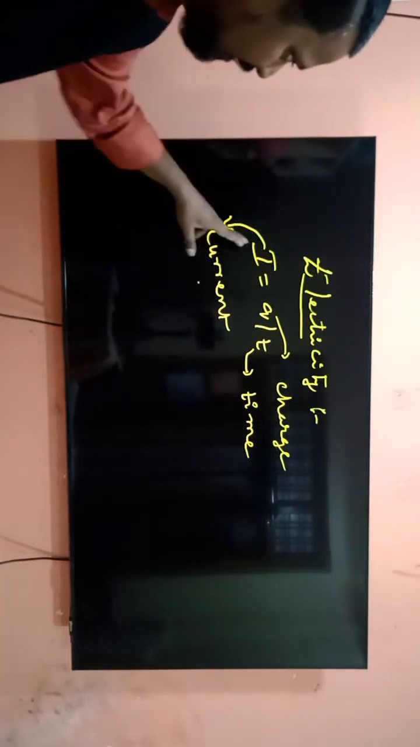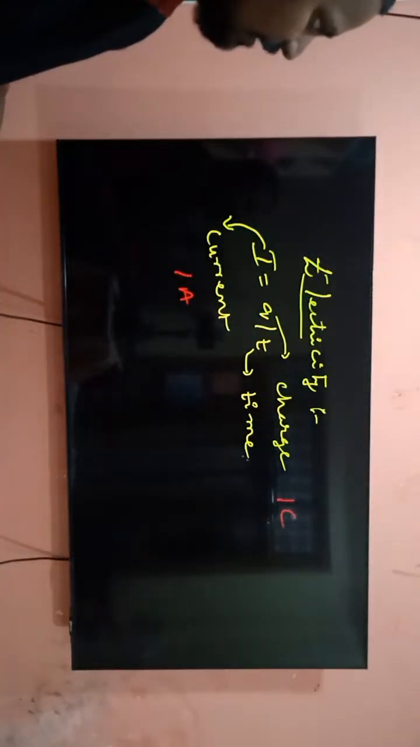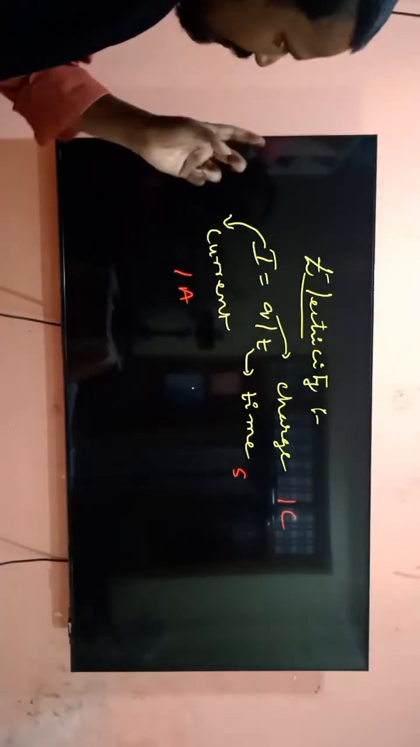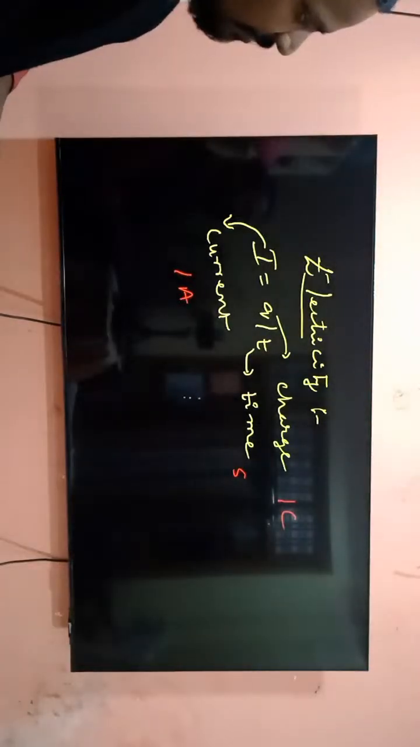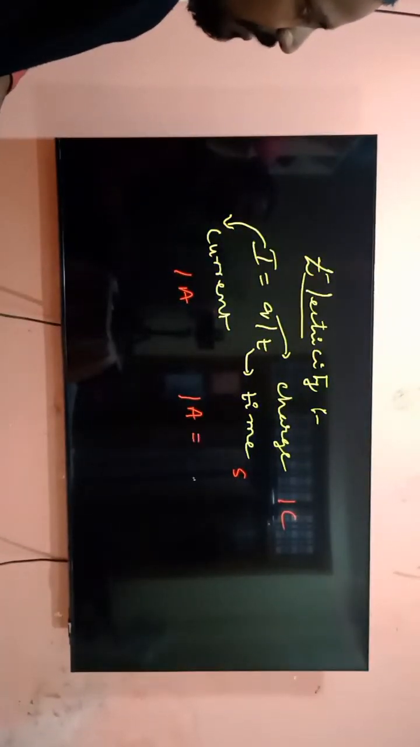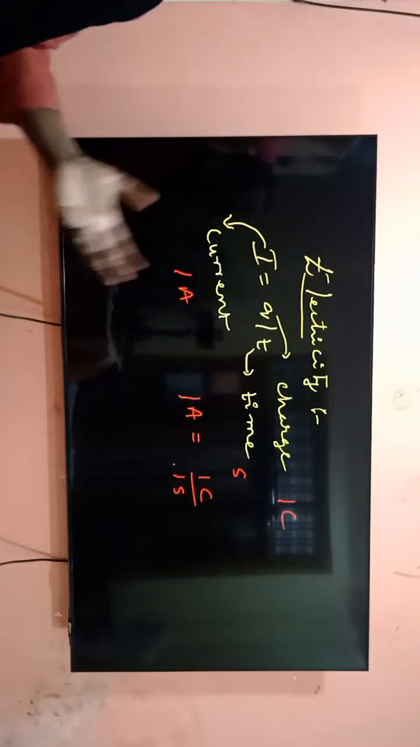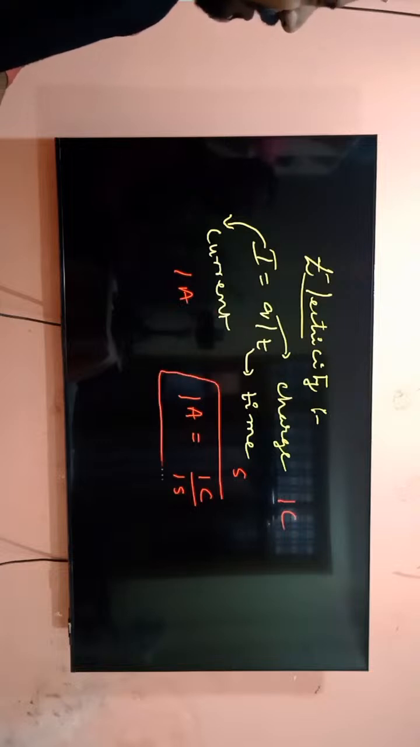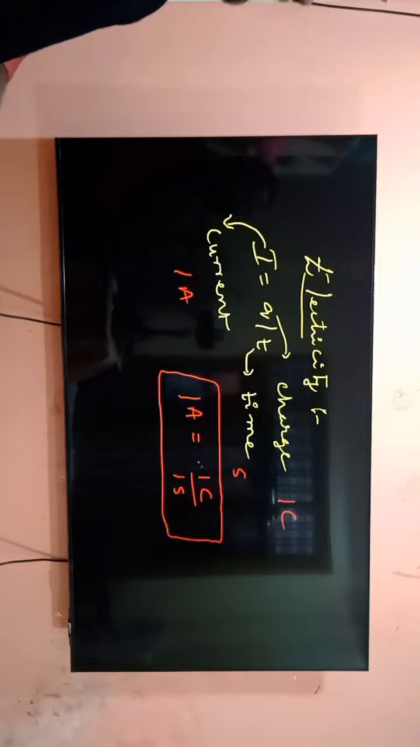So we can take electric current I, that is 1 ampere. The SI unit of current is 1 ampere, the SI unit of charge is coulomb and the SI unit of time is second. 1 ampere is defined as 1 coulomb of charge flowing through unit cross sectional area per second. That is the SI unit of electric current.